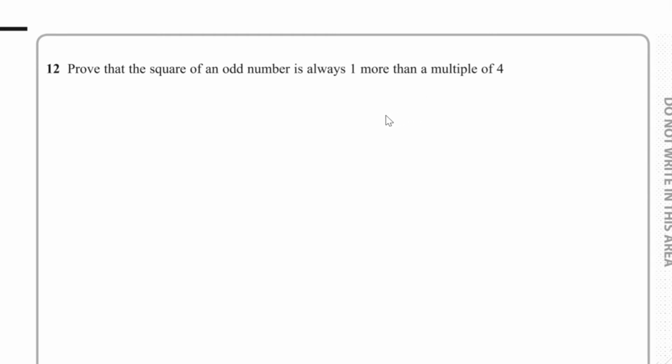Question number 12. We have to prove that the square of an odd number is always one more than a multiple of 4. First of all, let's start off by saying that if n is an integer, then 2n plus 1 will be odd. We multiply an integer by 2, we get an even number. Adding 1 makes a number odd.